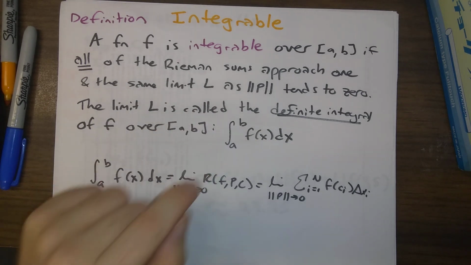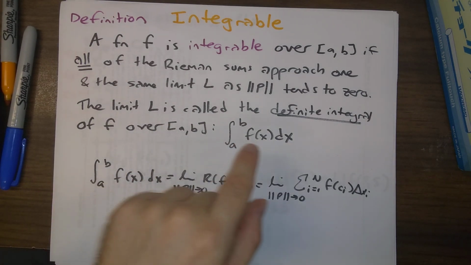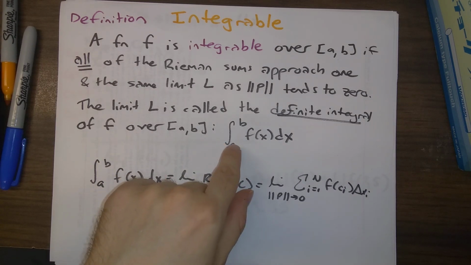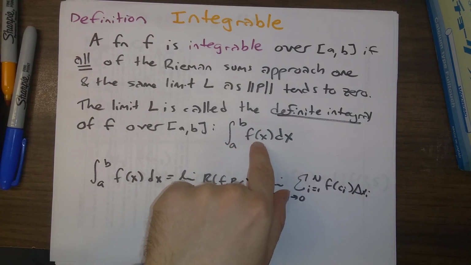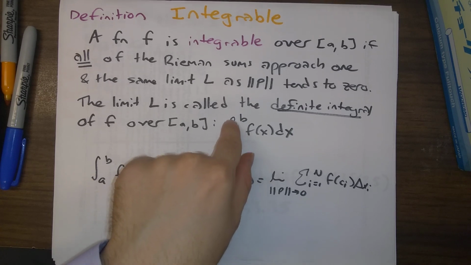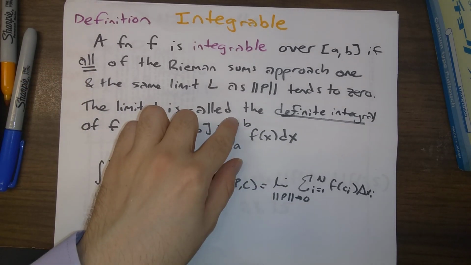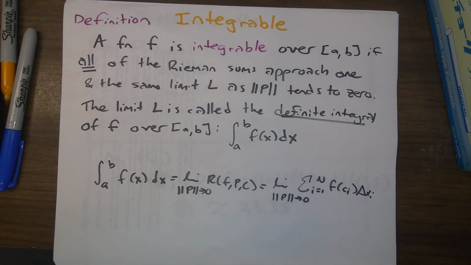Every single Riemann sum goes to the same limit, and this limit is called the definite integral of f over a to b. The notation here is an integral sign, an elongated s, integral from a to b of f of x dx.